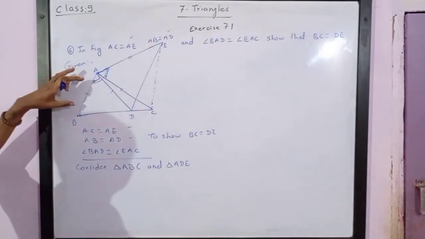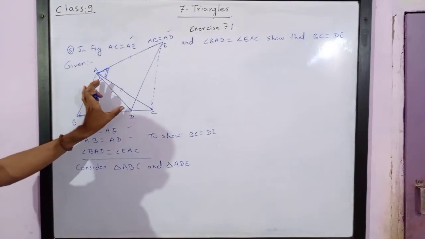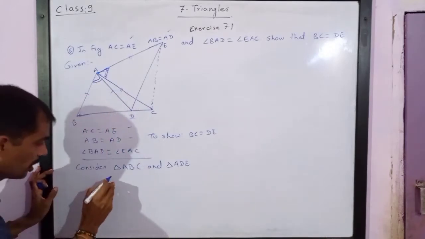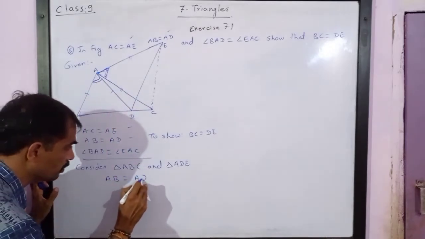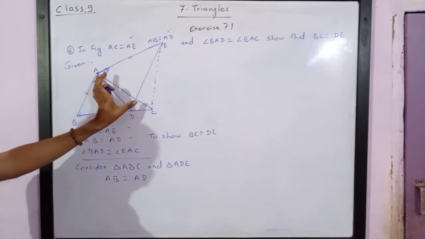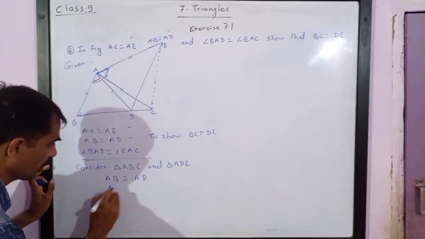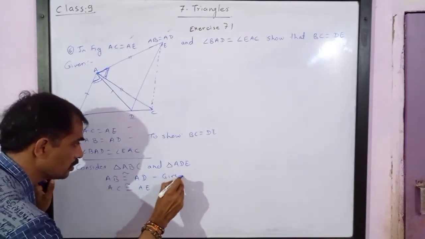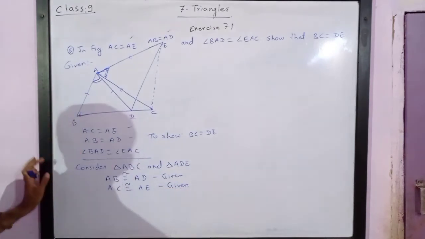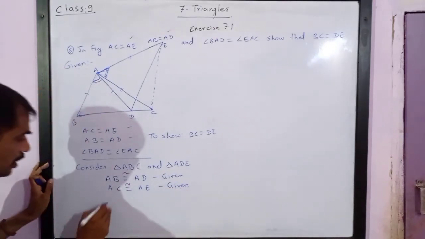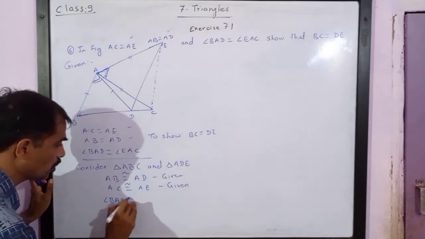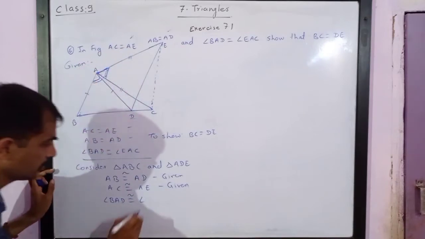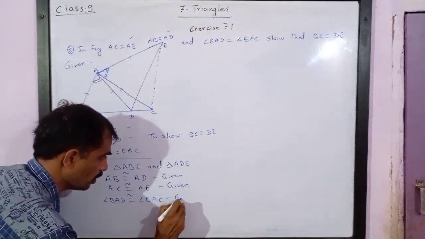In this we are given that AB is congruent to AD. See, in triangle ABC and triangle ADE we have two sides congruent. AB is equal to AD. And also we have AC congruent to AE. This is given to us. We are also given that angle BAD is congruent to angle EAC. This is also given to us.